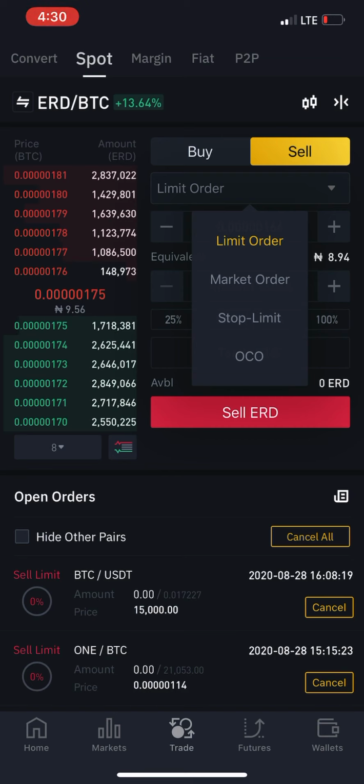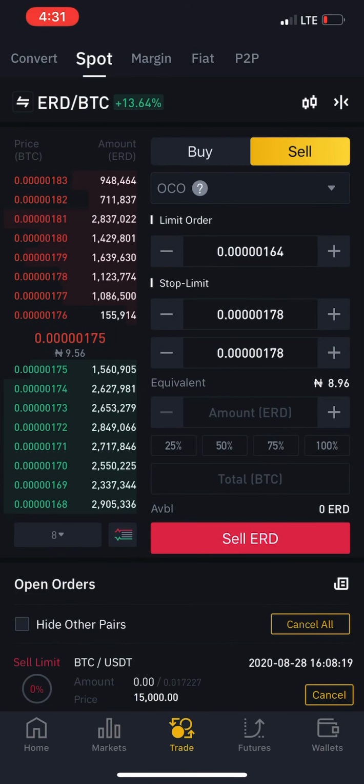So when you click on OCO, which is what we are going to be using, I don't want you, when you are trying to sell, to use sell limit or stop limit. Don't try it. Whenever you are trying to sell, don't ever use sell limit order unless you know what you are doing. So now I'm going to click on OCO. In OCO there are 3 columns. You can see OCO has 3 columns.